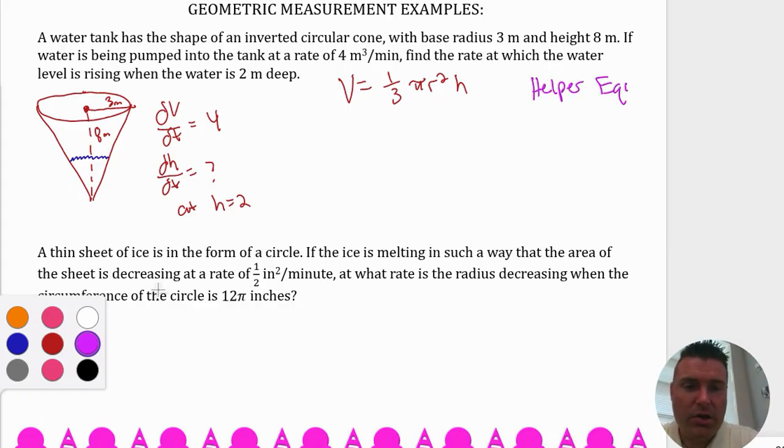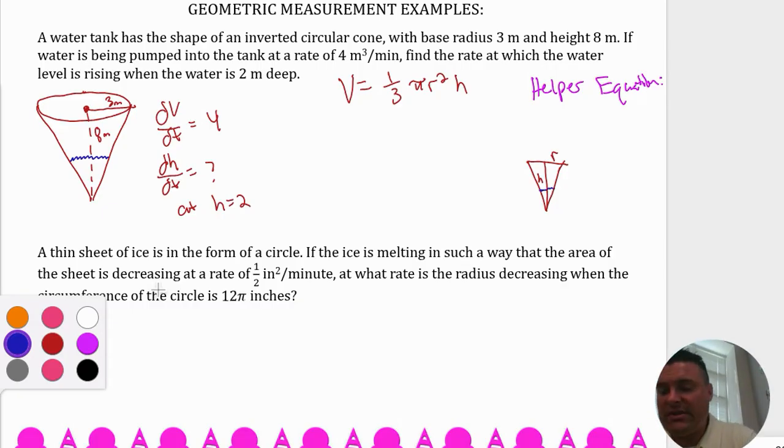Now, all cones have the same helper equation if they are going to be inverted. What the equation is going to be is it's going to give us similar triangles. So pretty much if I were to take this cone right here and make a 2D picture of it. Okay, so here's my height, which I know is 8. My radius is right there. If I have the water level at somewhere like about here, that is going to give us similar triangles.